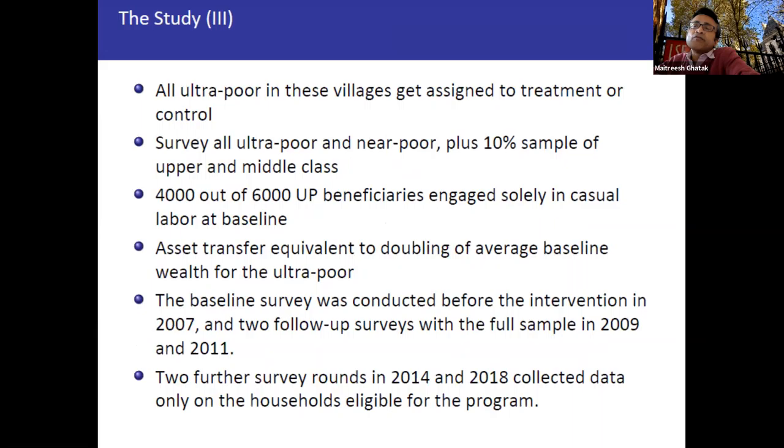And 4,000 out of 6,000 ultra-poor beneficiaries were engaged only in casual labor at baseline. The asset transfer was equivalent to doubling the average baseline wealth of the ultra-poor, so it was a relatively large injection. There were a couple of follow-up surveys, and this continued for more than a decade.